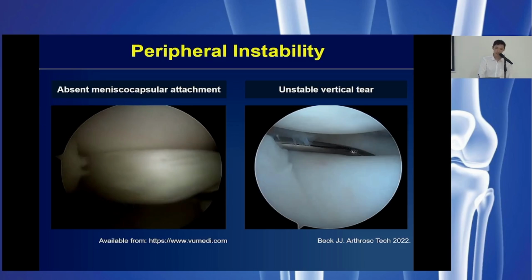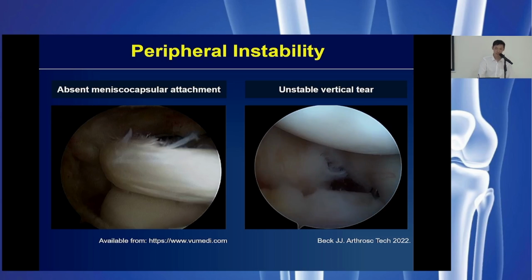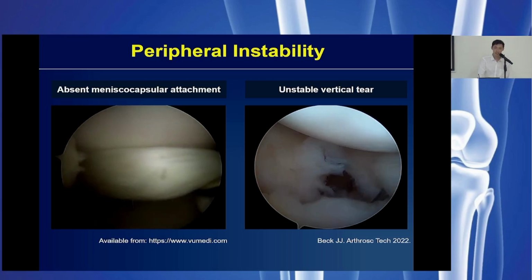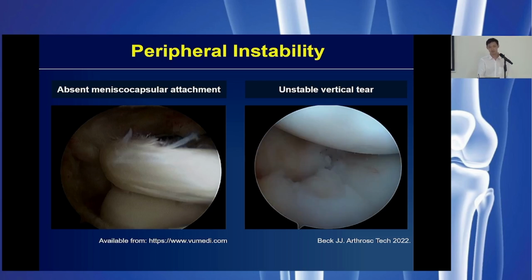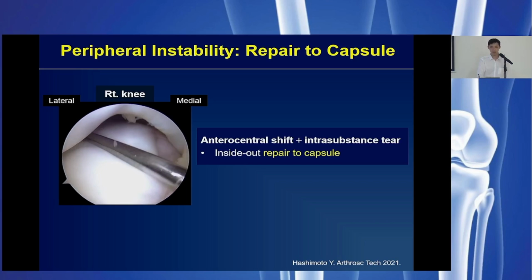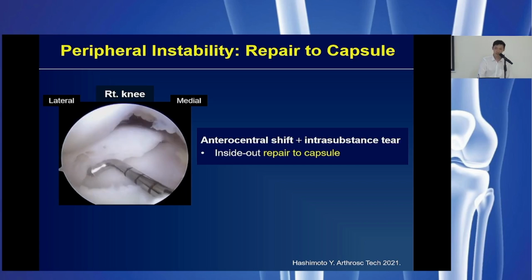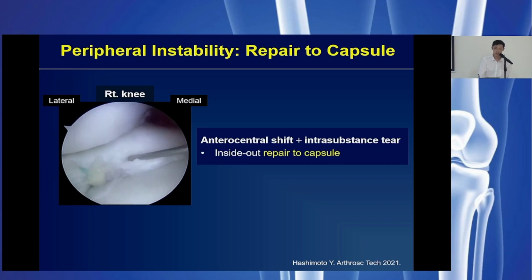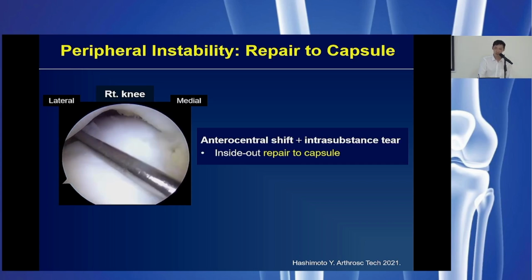instability can be found in the form of lack of capsular attachment, as seen in the left video, and from an unstable vertical tear, as seen in the right video. The treatment options for peripheral instability include repair to the capsule, using outside-in or inside-out capsule-based techniques, and the alternative choice, meniscal centralization, is to stabilize the meniscus to the tibial rim. The video shows the entire meniscal shift, which is characteristic of the discoid meniscus. In this case, there is instability of the meniscal capsular junction, so the repair must increase fixation to the capsule, and peripheral repair must be performed.